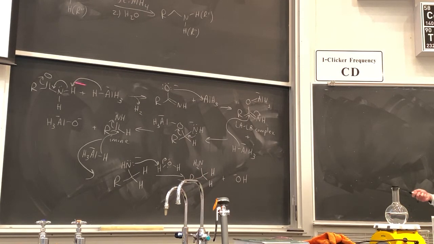If we were reducing acids, we just replace this NH unit with an oxygen and do all the same steps. Okay? Any questions about the reduction of amides to generate amines using lithium aluminum hydride?